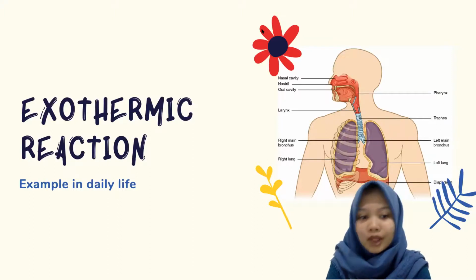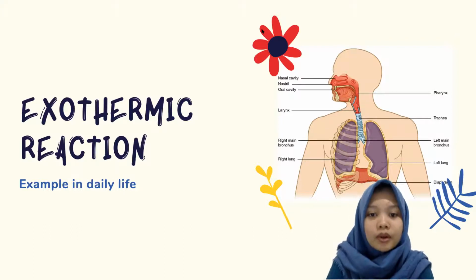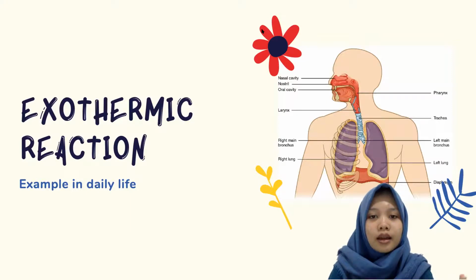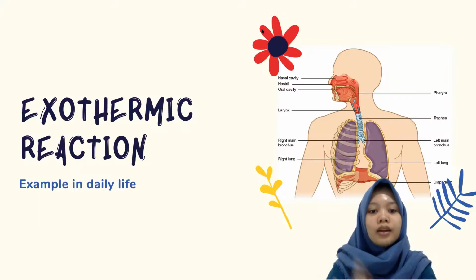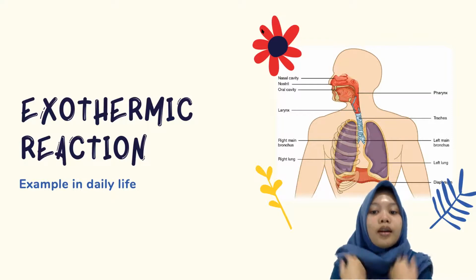Okay, an example of an exothermic reaction in daily life is gas exchange in the respiration system. It produces or gives out carbon dioxide or CO2, with heat, into the environment. If you inhale through your nose, gas exchange occurs in your lungs, and then you give out the heat and CO2, which means you give out heat from your system into the environment.